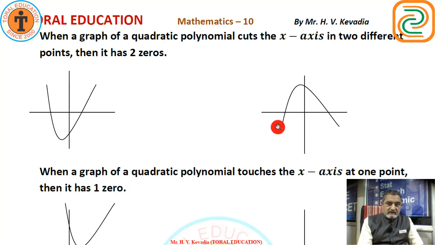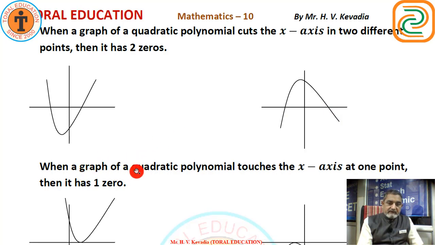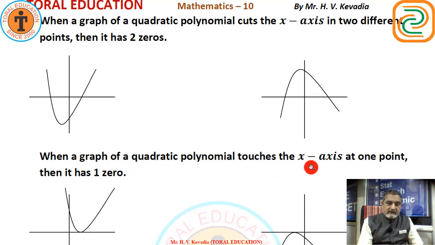This is a downward parabola and it cuts the x-axis in 2 points, that is, it has two zeros. When the graph of a quadratic polynomial touches the x-axis at one point, then it has 1 zero.